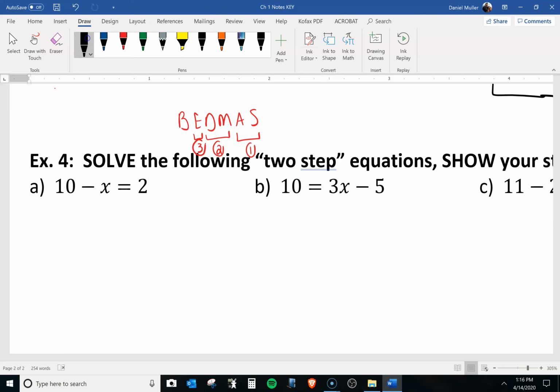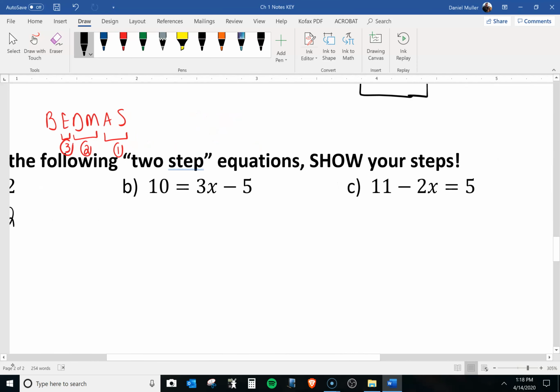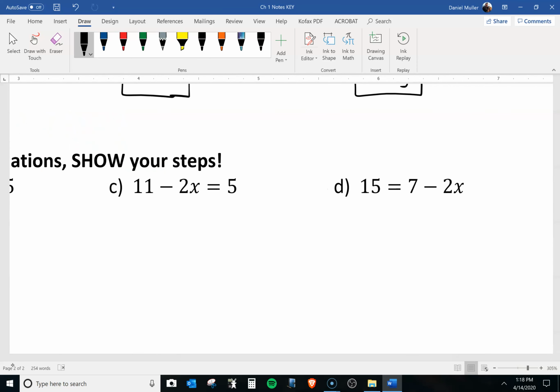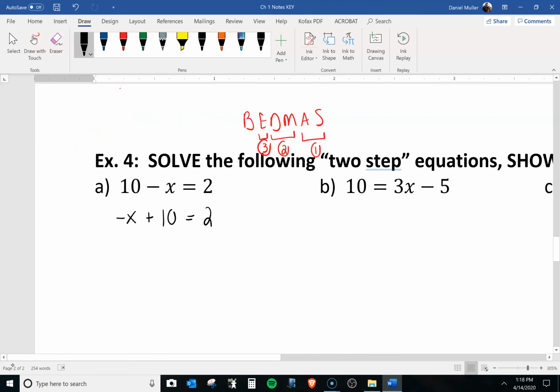It would be helpful, maybe, for us to rewrite this. So there's this negative x here, and then the 10. And what happens in between? Well, it's a positive. So it might be helpful to write it in what's called descending order. We need to put the x first. You'll notice here in B, the x comes first. The x and then nothing. It's called descending order. Here, 11 minus 2x, we might want to rewrite that in a different order. And here, 7 minus 2x. Again, we might want to rewrite that. Okay, so let's take a look here.